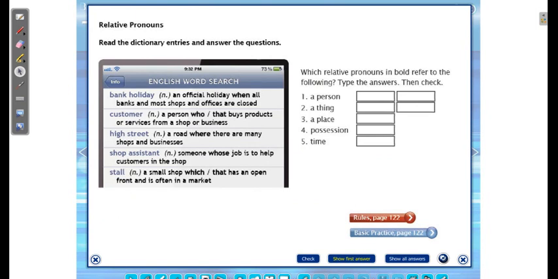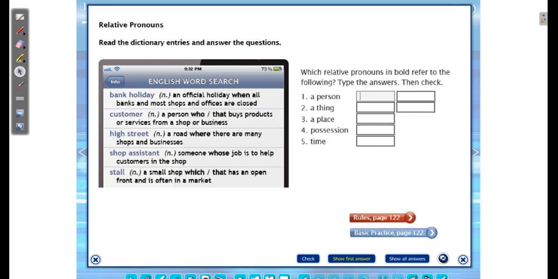So, bank holiday. What's a bank holiday? It's a noun. It's an official holiday when all the banks and shops and offices are closed. Customer. It's also a noun. A person who buys products or services from a shop or business. High street. A road where there are many shops and businesses. Shop assistant. Someone whose job is to help customers in the shop. Stall. A small shop which has an open front and is often in the market.